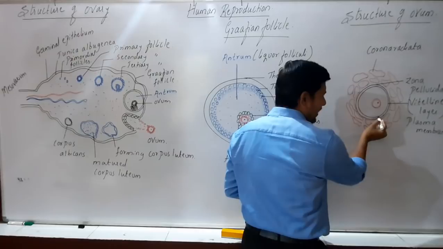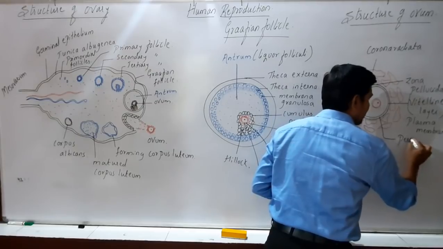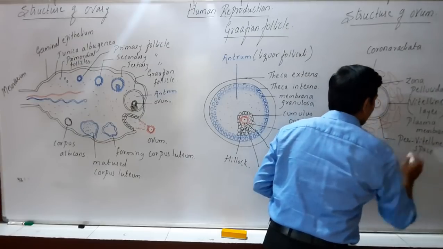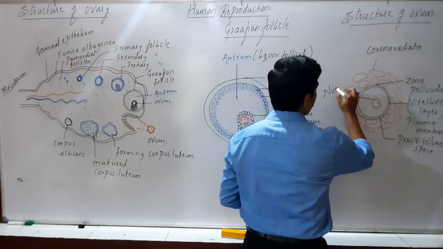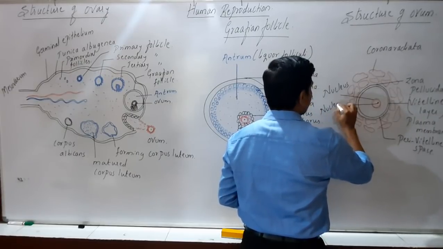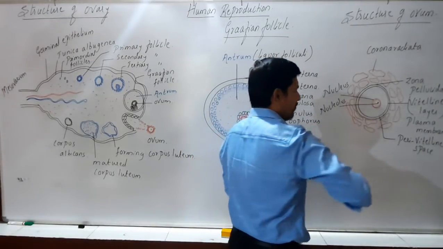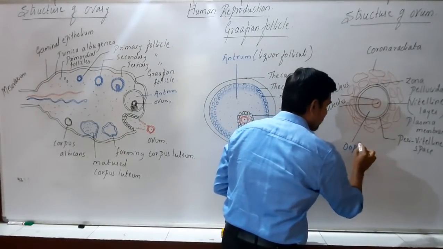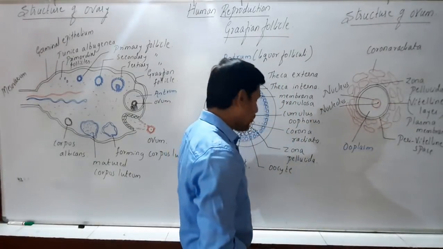Then, below the vitelline layer, there is a space. This space is called the perivitelline space. The structure that we observe here is the nucleus, and inside this is the nucleolus. The space that is present in the ovum, we also call a secondary oocyte. This space is called the ooplasm. The cytoplasm of the ovum is said to be ooplasm.